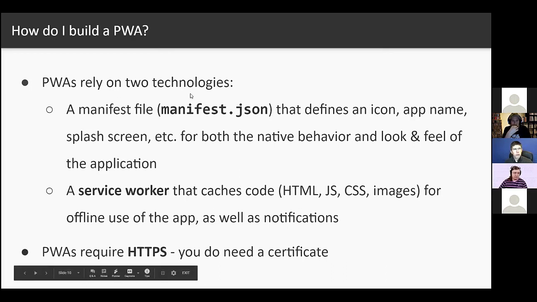The second requirement is to create a manifest file, usually called manifest.json. And that manifest has the icon for your application, the name of the application, the splash screen, basically all of the config options. So everything in terms of look and feel for the app. It's really just keys and values, no code at all. If you have these two things, a manifest and HTTPS, then you have a progressive web app.